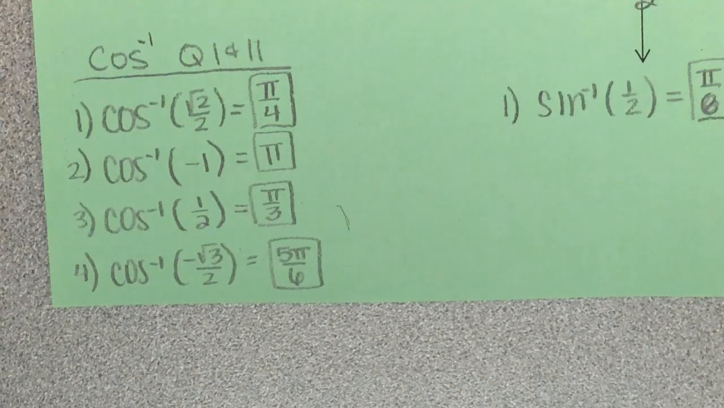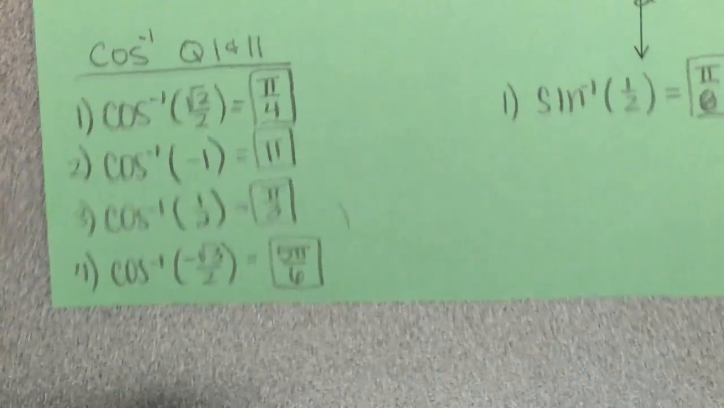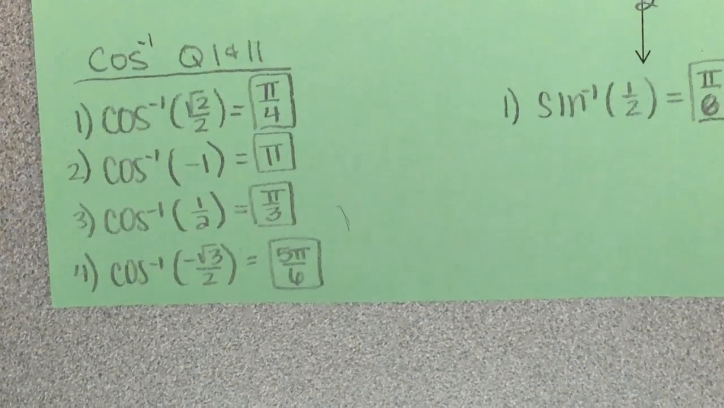What questions can I answer? Did I go too fast on that? A little bit? Can I clarify anything for anybody? This whole column is where's your x, that number. Give me that theta. All right.